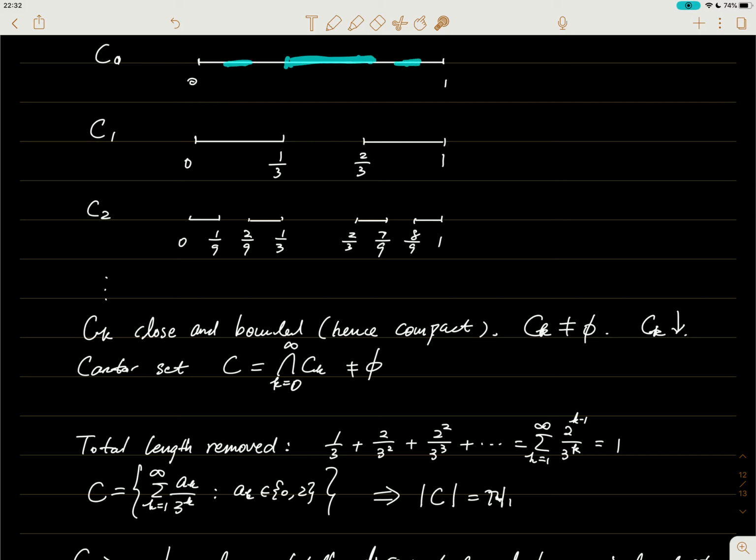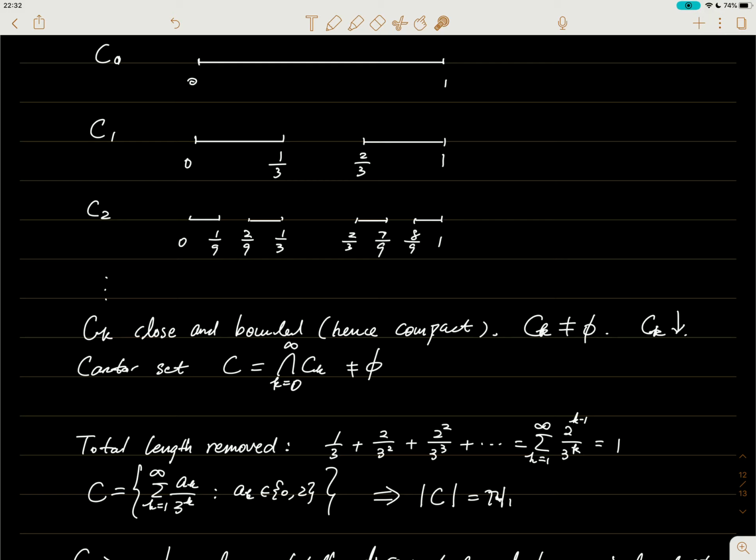So the first time we remove 1/3. The second time, we remove 2 of this, 1/9, right? And the next time it will be 4/27. So the first time we removed 1/3, second time we removed this, third time we removed this.